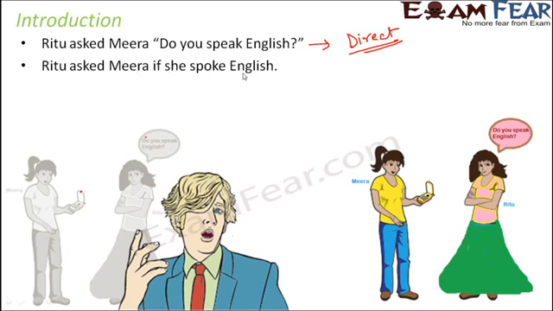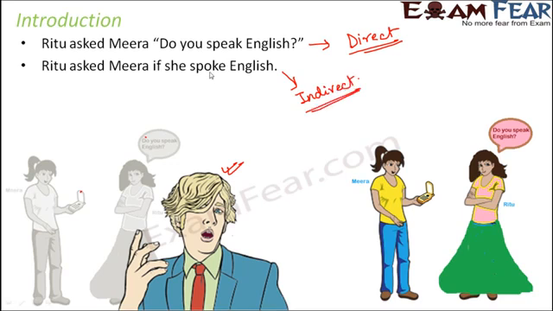You see the overall meaning of the two sentences is the same. But in the first sentence, the speaker is directly speaking, so that's why it is direct speech. Whereas in the second sentence, the speaker has obviously spoken it, but right now the entire conversation is reported by a third person. This man is the third person who is reporting the entire conversation between Ritu and Meera. So this is called indirect speech.